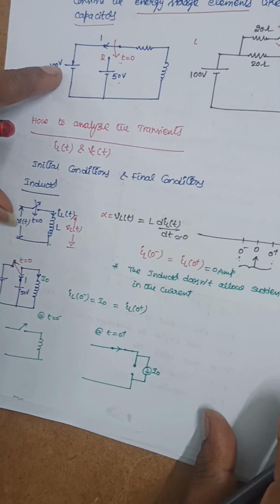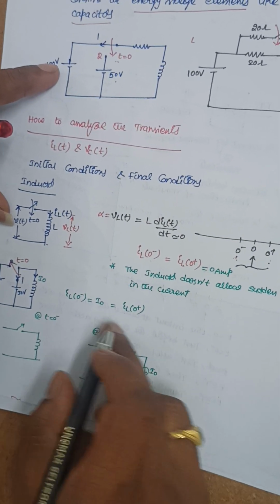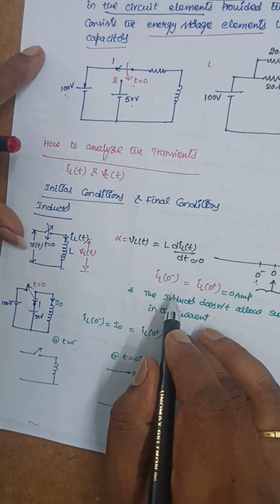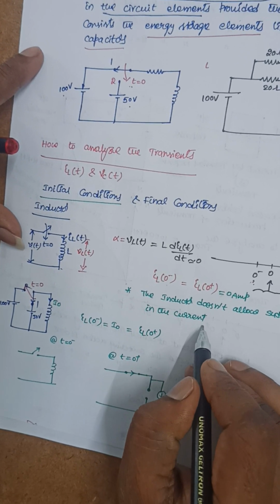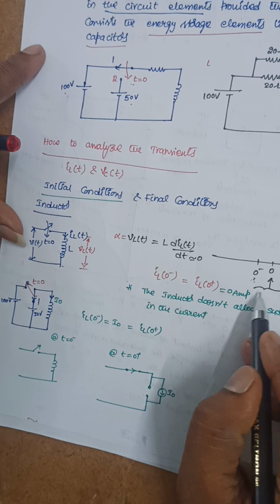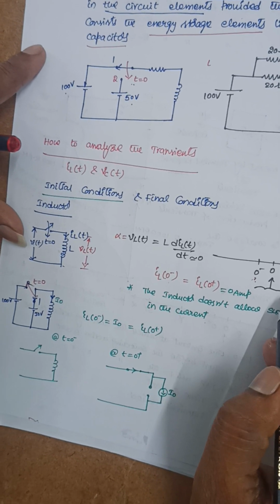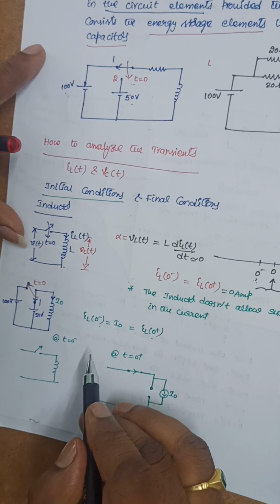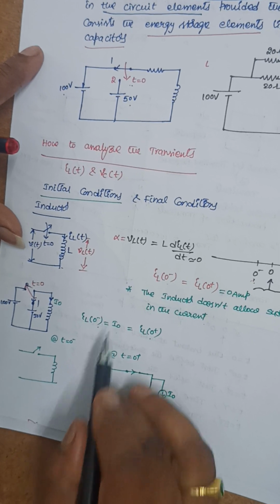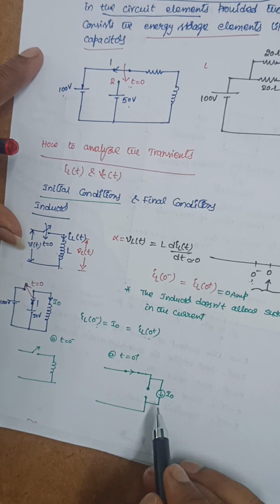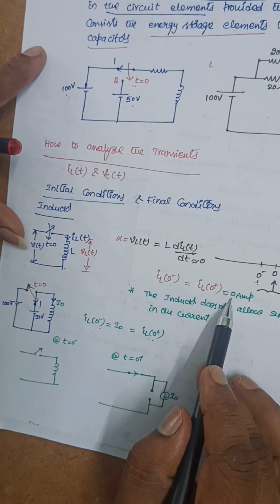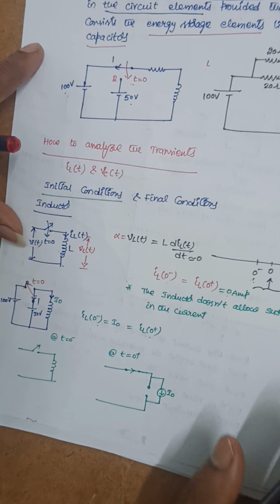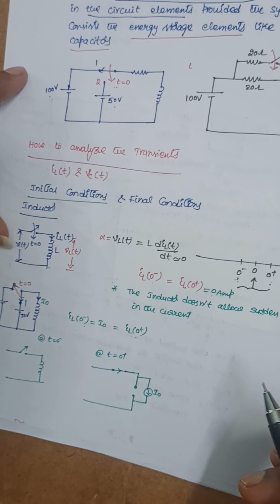Now, these are the initial conditions. Initial conditions means this inductor doesn't allow sudden changes in the current. So the initial part after the switching action is done, that is the initial conditions: IL of 0 minus is equal to IL of 0 plus, which is equal to I naught. If there is any initial current I naught, then we can represent it like this. But here there is no initial current, so I naught can be replaced with 0 amperes. Now that is about the initial conditions.